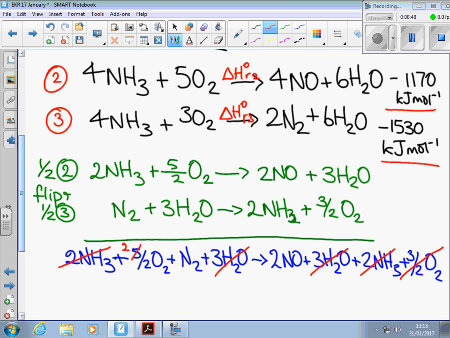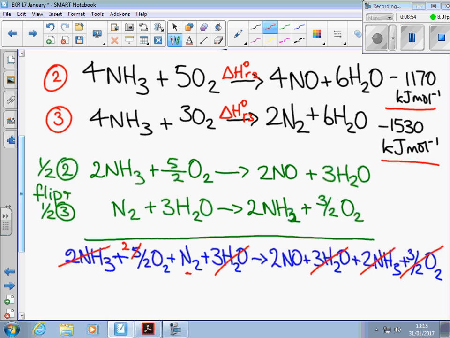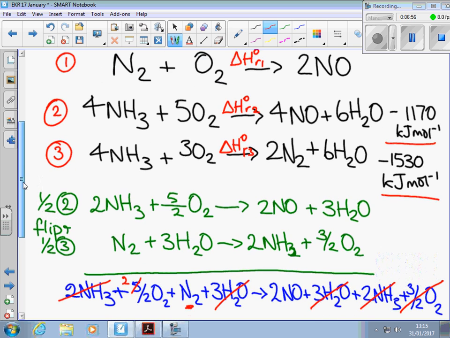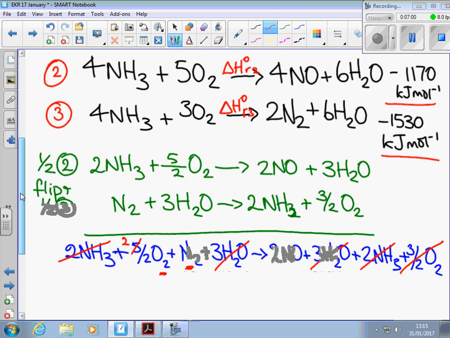All right, so we have our equation 1. A single nitrogen there, a single oxygen there, and then 2 nitrogen oxides there. So we know we've done the right thing.